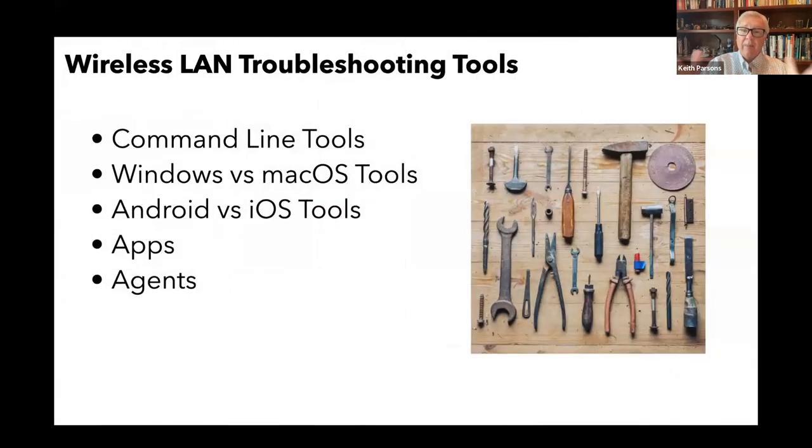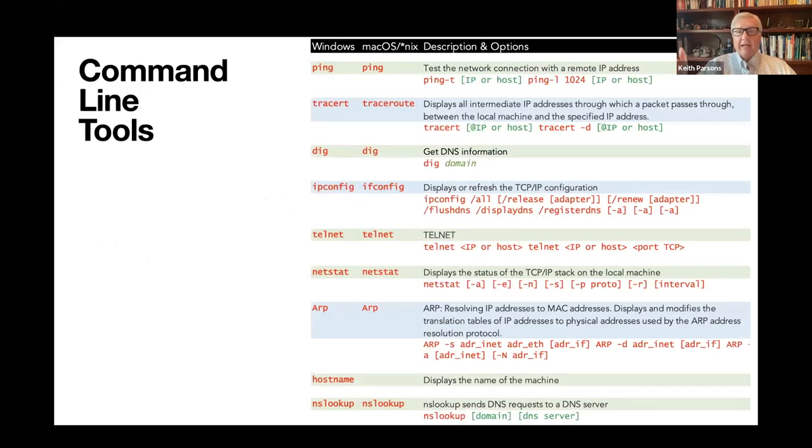Well, we have command line tools. We have tools for Windows, tools for Mac, tools for Android, tools for iOS. There's app level tools, and then there's also agents that a couple of companies have that you put on the client device and let the agent do the work for you. First up, command line tools. Now, I know most end users kind of freak out, but you can easily have a help desk person have them open a terminal and do a ping.